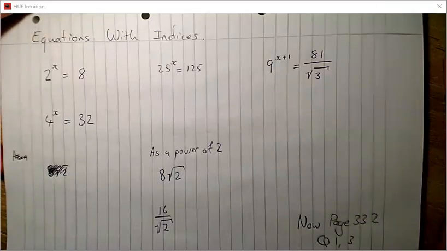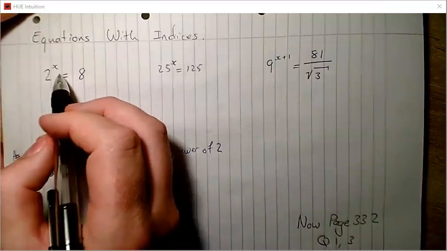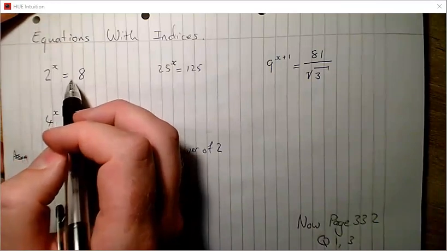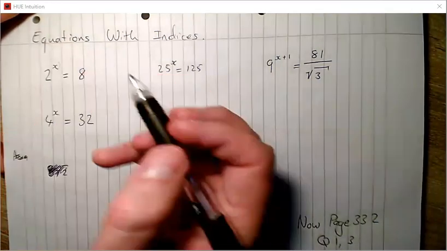We are looking at equations with indices today. So that's an equation that might look like this: 2 to the power of x equals 8. And you have to find out, well, what value does x have?